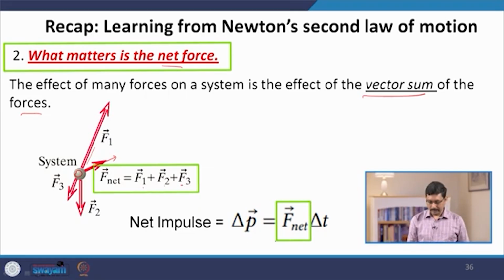This was stated in the momentum-impulse version of Newton's second law, that the change in momentum is equal to the total force times delta t, which is the net impulse on the system.